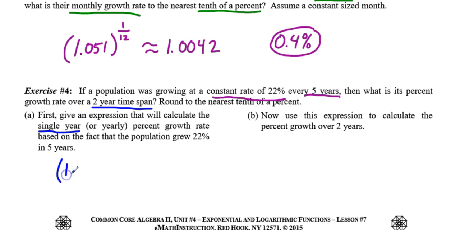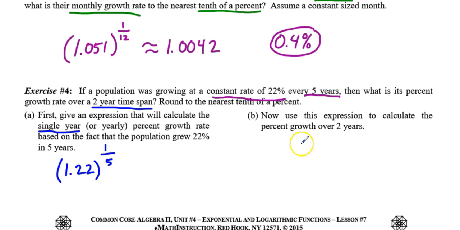So if you'd say, okay, that'd be 1.22, right? 22% turned into a decimal, added to 1. And that's going to happen over 5 years. So if I only want a single year, I'm going to raise it to the 1/5 power. That's what it's going to be in a single year.